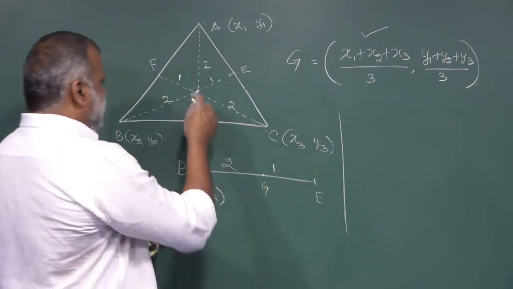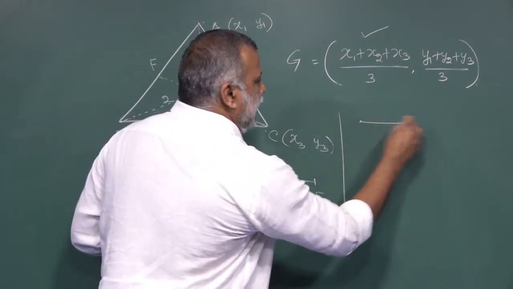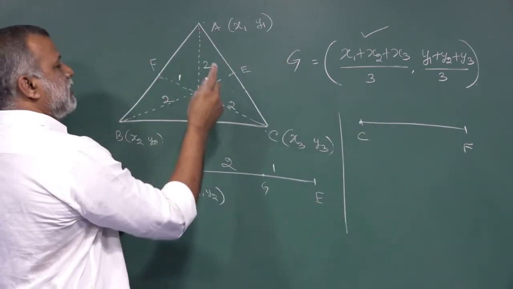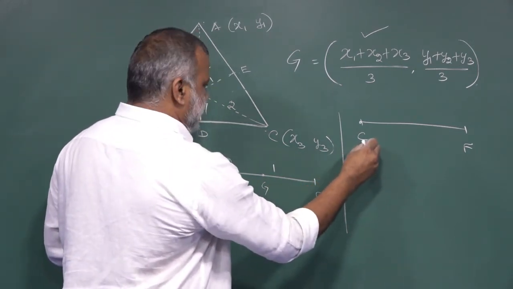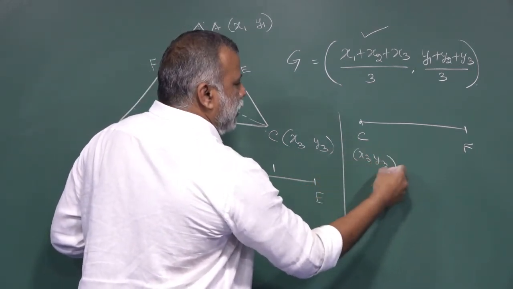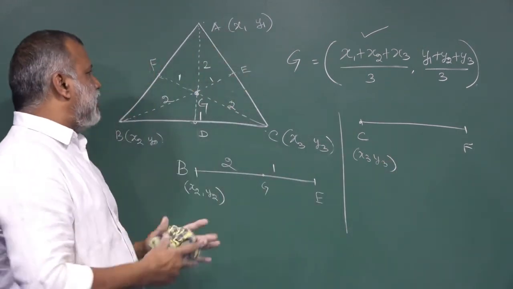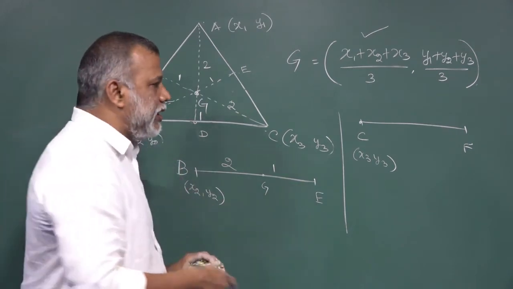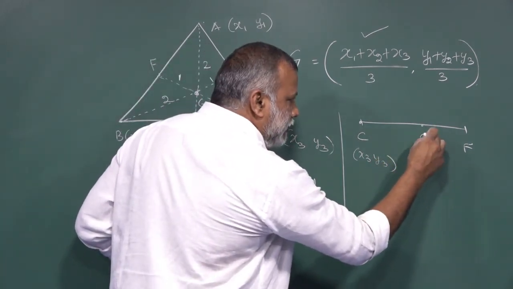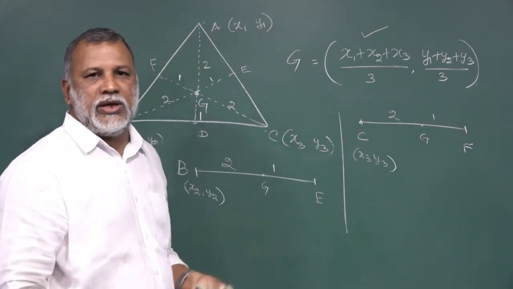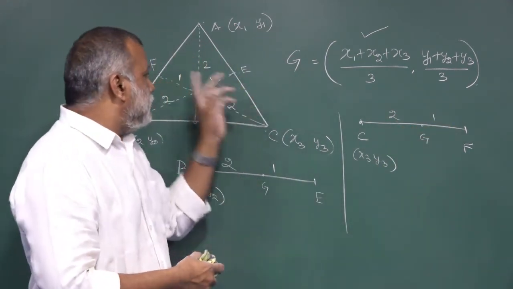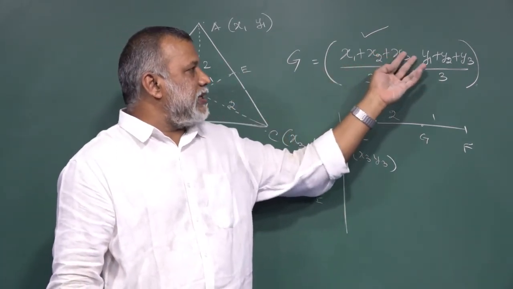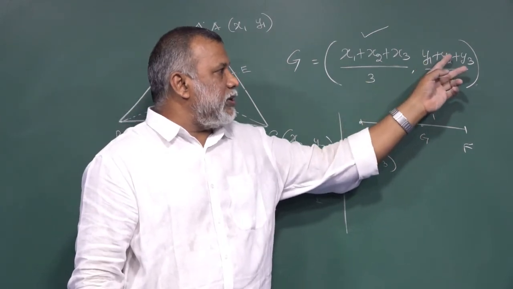Another one, once again, CF. C here, take F here, CF. What is the value of C here? Just from this diagram, C is x3, y3. Now you need to find F. From this diagram, what is the meaning of F? It is also the midpoint of the side AB. Then work out the midpoint once again. Take the point G here. It once again divides in the same ratio, 2:1. Therefore, G is the centroid of the triangle. The formula is x1 plus x2 plus x3 by 3, again y1 plus y2 plus y3 by 3.